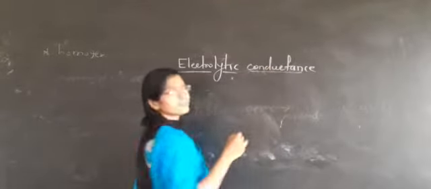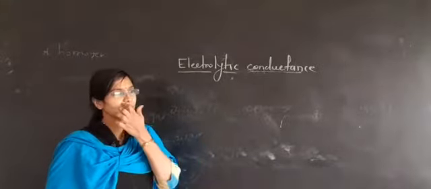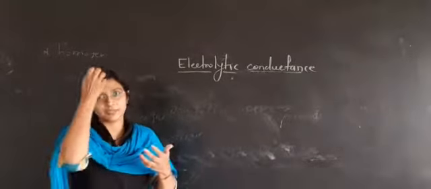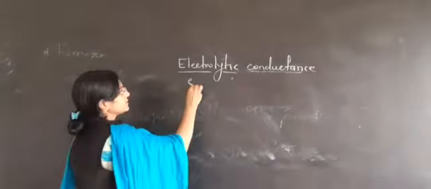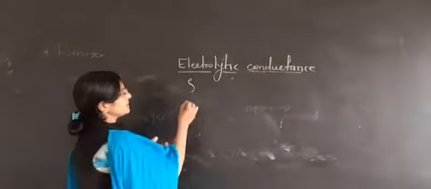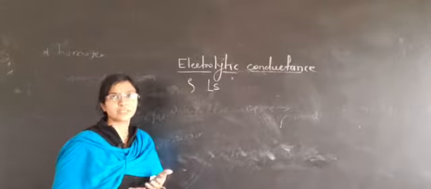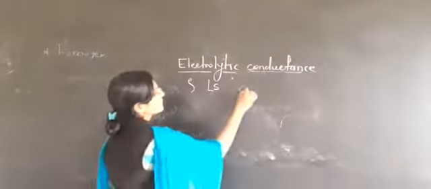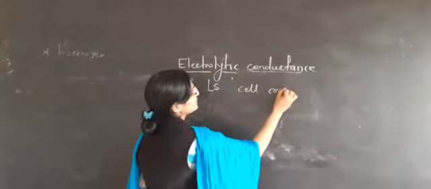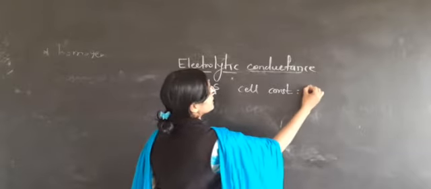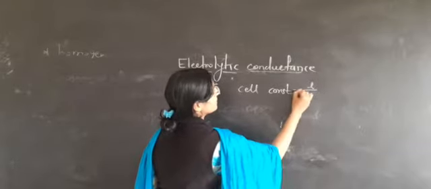In our previous video, we already discussed specific resistance and specific conductance. The specific resistance is denoted by rho and the specific conductance is denoted by Ls. We also studied the cell constant and its unit. Cell constant is l upon A.